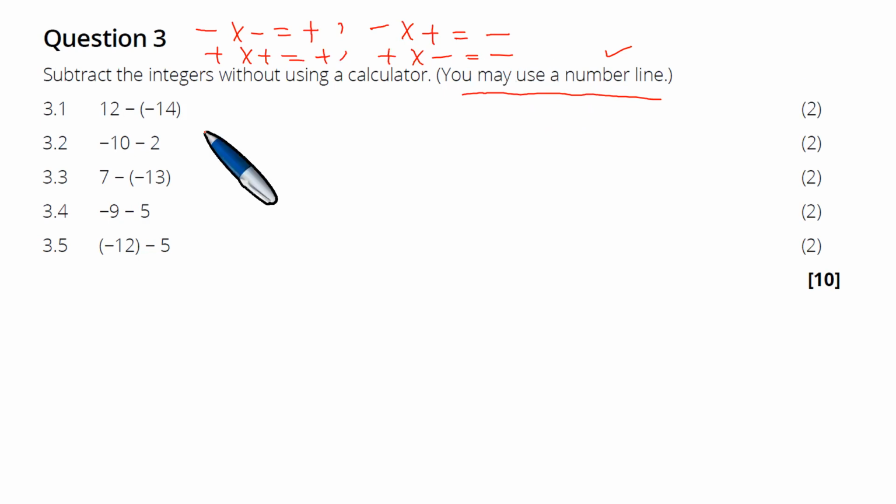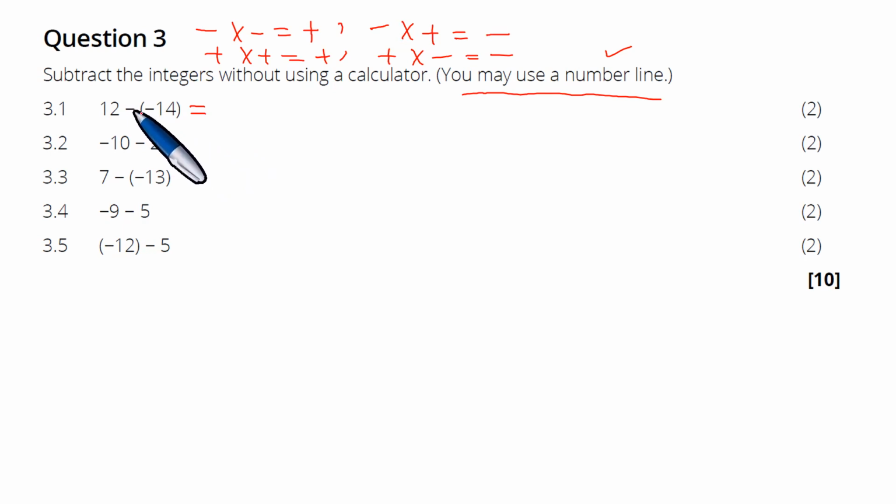But what is very important for us is to remember that if you are multiplying two different signs, the result is negative. But if the signs are the same, like negative and negative, when we multiply them, it's positive. Or if you multiply positive and positive, what you get is positive. So that is what happens. So you need to subtract the integers without using a calculator.